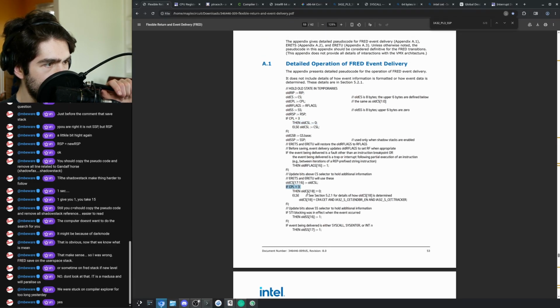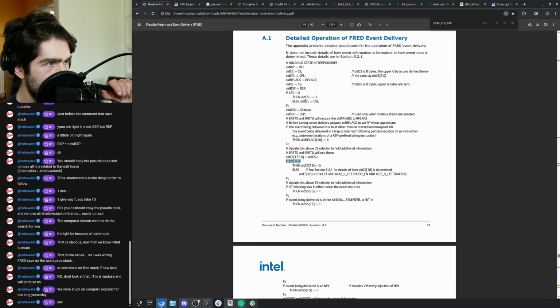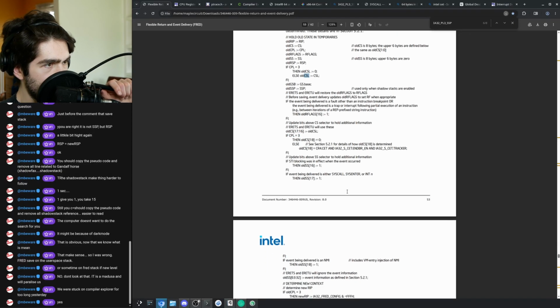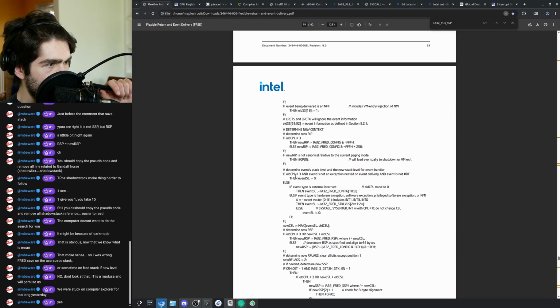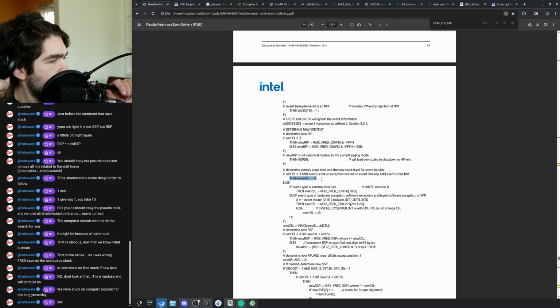But then if CPL equals 3, where do we have the new CSL? Yes, okay, I think I get it. So if old CPL equals 3, that part is like assume but double verify. Technically they could remove that, and unless there's a big fuck up, it would still work. These are large fuck up events, so they double check for it. If old CPL equals 3, then event SL equals 0.